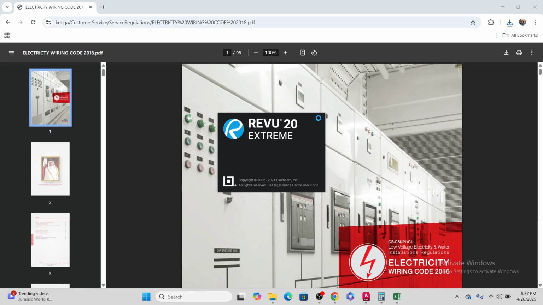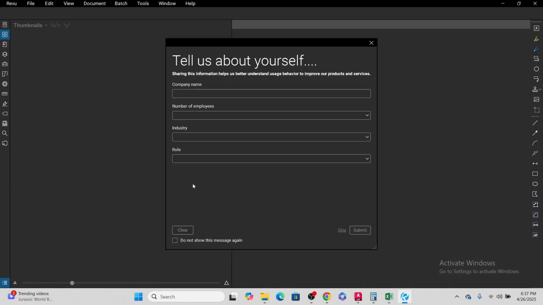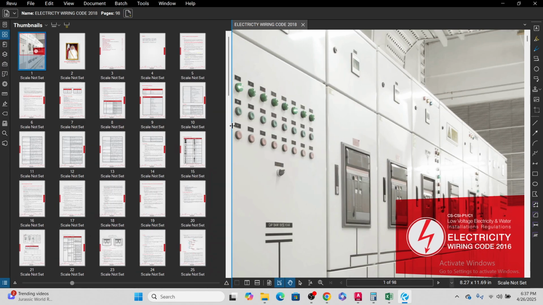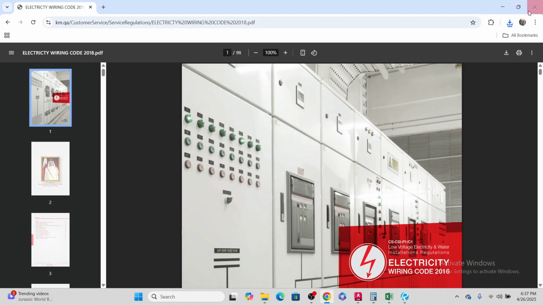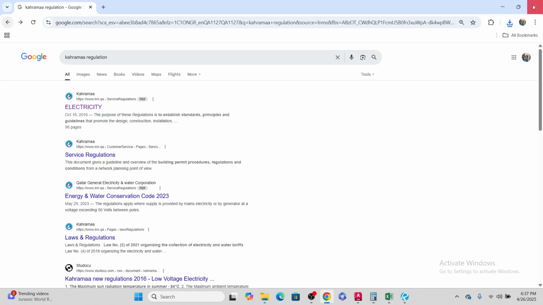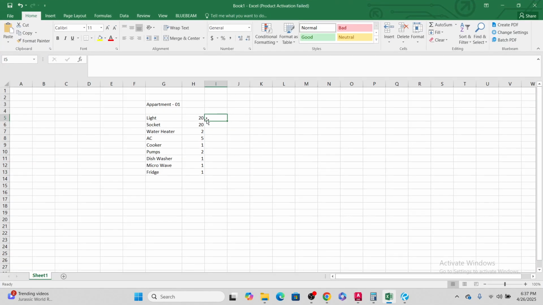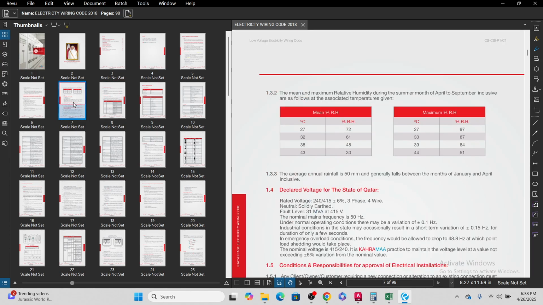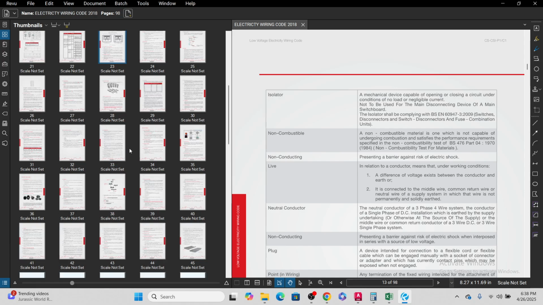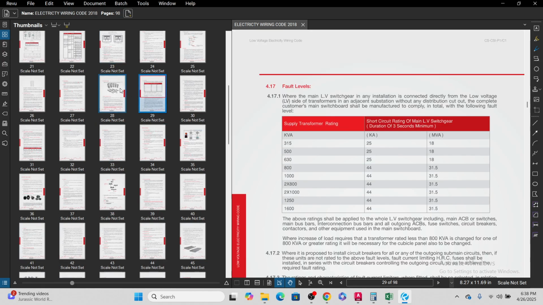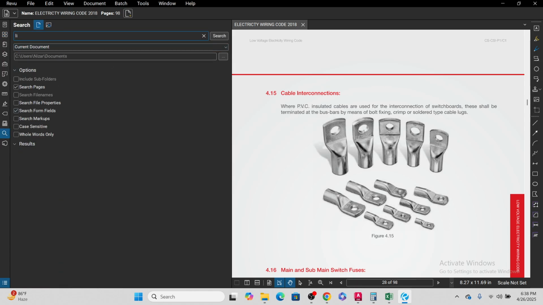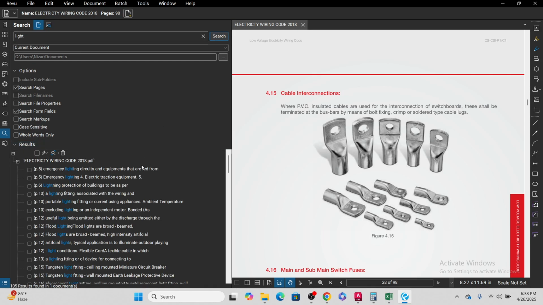The Kahramaa regulation is very important. This can differ from country to country. For Qatar it is the Kahramaa regulation, for Dubai there is something else, and in other countries there is something else. It can differ from place to place. So now let's close this one. Here I have 20 units of light. If you go to the Kahramaa regulation, you can see they have given general notes and general loads. As I remember, the light is 50 watts. You have to consider light as 50 watts. So let's search here for light. I have many results.